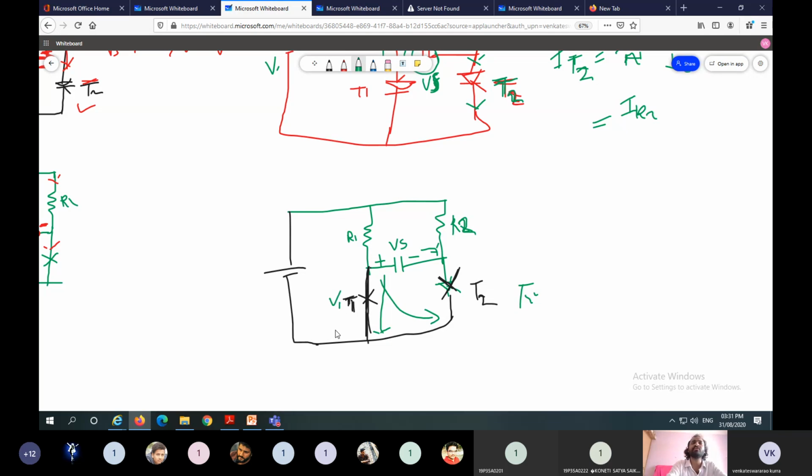Before triggering T1, there is no problem because there is no connection between these two points. Once we trigger T1, it acts as a short circuit, and both terminals are maintained at the same voltage. If it is positive voltage, the cathode voltage is also positive. So negative voltage appears across T2, and T2 will be turned off.